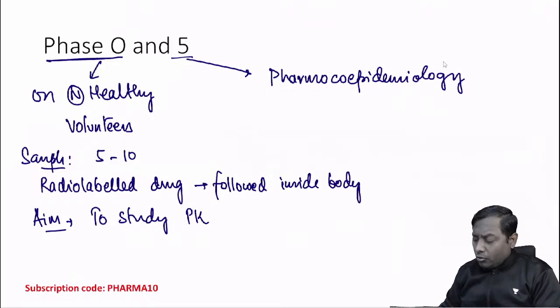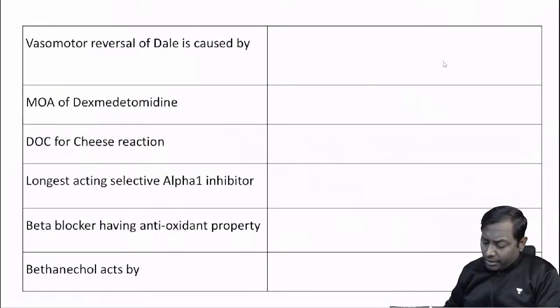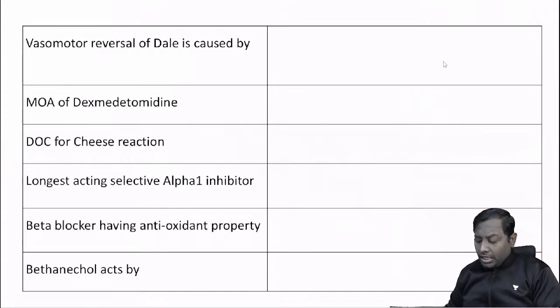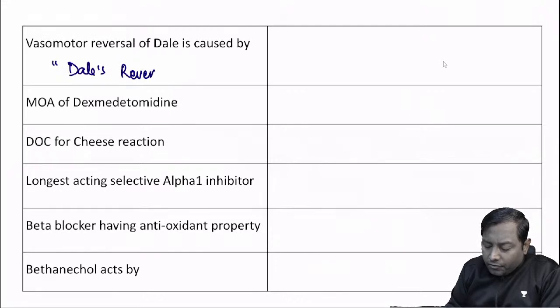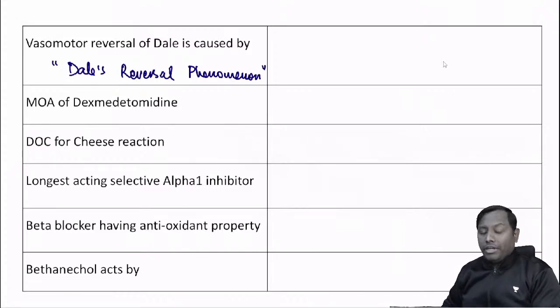Then we can do some more points in general pharma and ANS. Question number 1. Vasomotor reversal of Dale is elicited by. How can you elicit vasomotor reversal of Dale? The other name for this one will be your Dale's reversal phenomena. Remember, this is a topic of experimental pharmacology. Dale's reversal phenomena, that is the same thing. So how can you elicit Dale's reversal phenomena or vasomotor reversal of Dale?